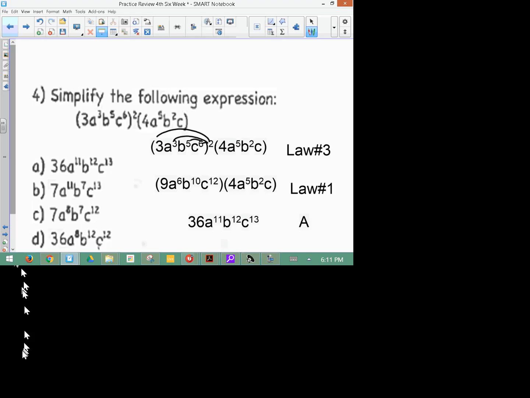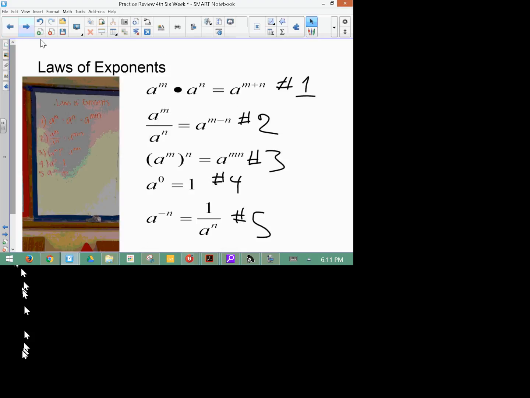What is 3 to the power 2? Well, 3 to the power 2 is 3 times 3, which is 9. So that's where that 9 comes from. Now a to the power 3 to the power 2: the rule says I multiply the exponents. So look at the rule. If you have an exponent, a to the power m, raised to the power n, then that is the same as a to the power m times n. So this is the rule that we're using.